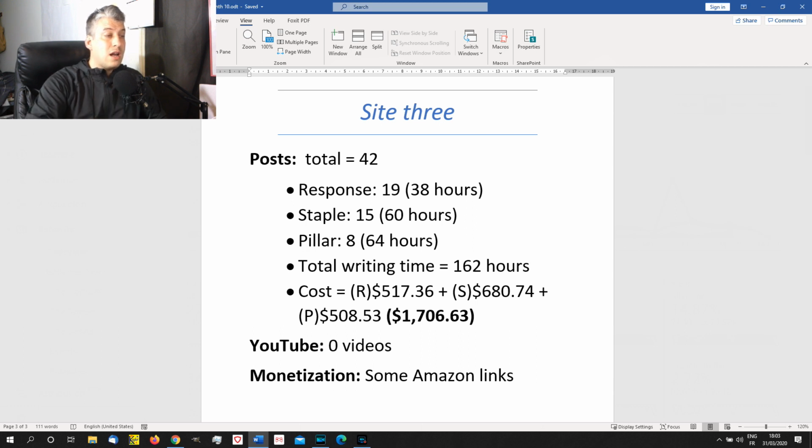So the costs: I spent about $517 on the response posts, $680 on the staple posts, and $508 on the pillar posts. So a total of around $1,706. So a little bit more investment in this one compared to Site 2.